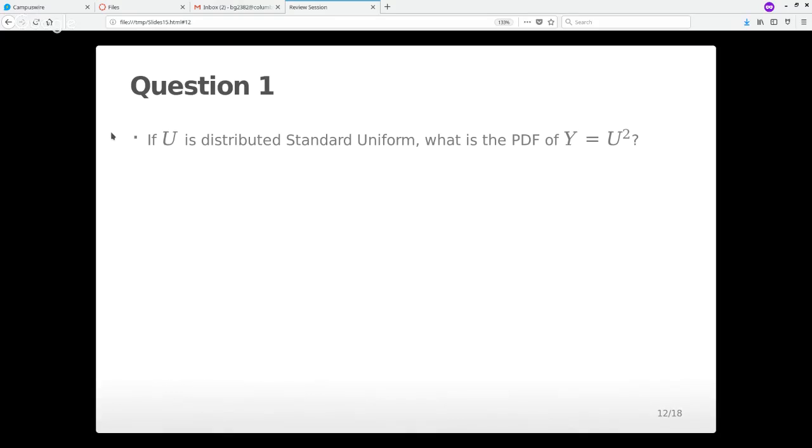So what are some of these questions? The first one on there was really just a probability problem. If U has a standard uniform distribution and Y is equal to U squared, what's the distribution of Y? What's the PDF of Y?